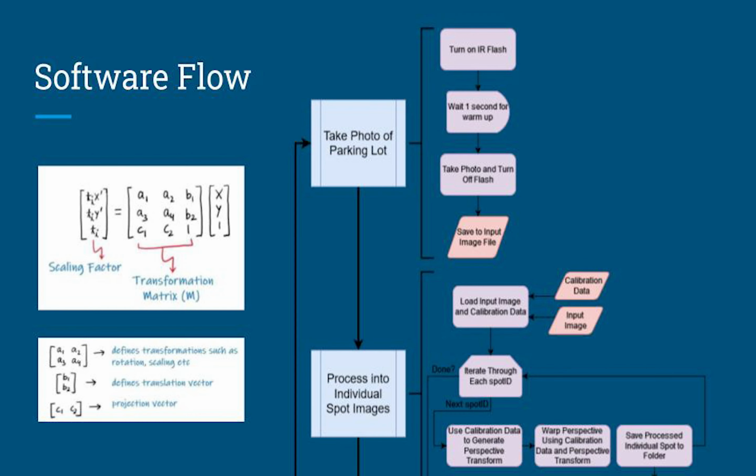The image cutter system is responsible for taking that initial photo of the parking lot and processing it into the individual parking spot images. This allows the neural networks to not have to worry about the entire parking lot and instead worry about individual parking spots.